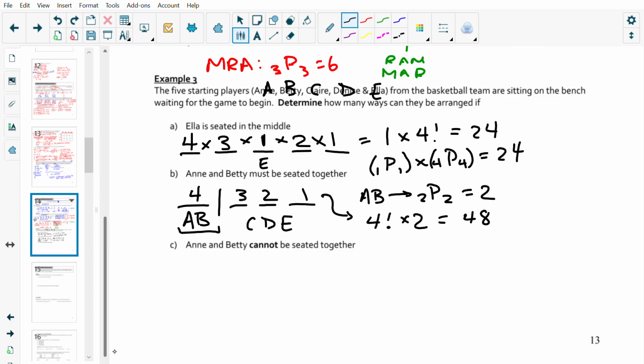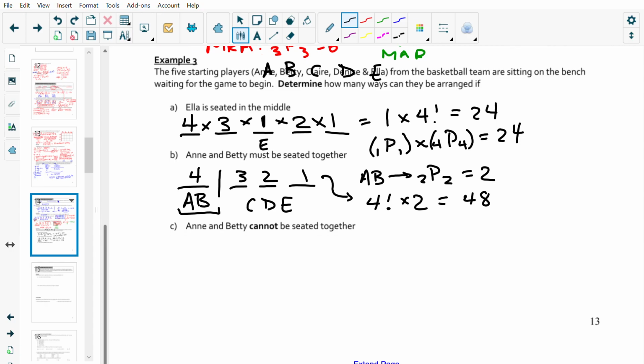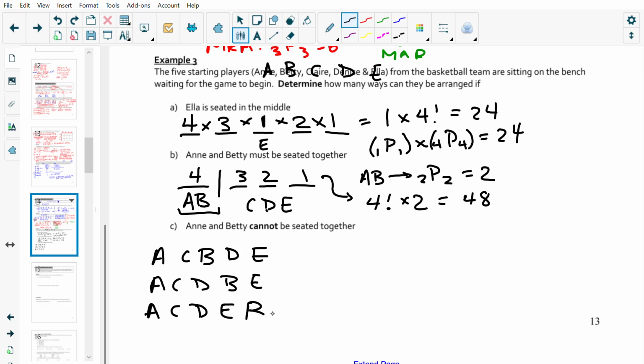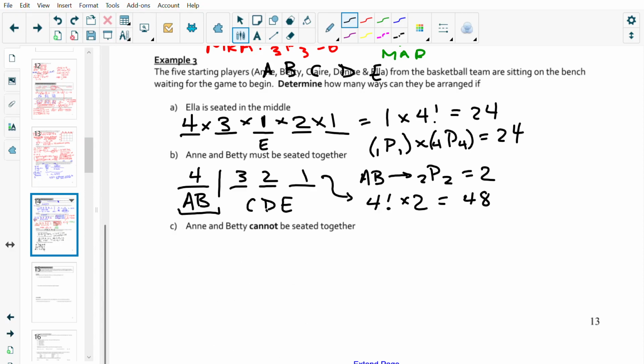Okay, Ann and Betty cannot be seated together. Okay, this one's a bit trickier. But instead of trying to map this out like this, where it's like, okay, Ann and Betty, oh, they don't like each other. They can't sit next to each other. There's one case, right? Here's another one. Here's another one. Man, it's going to take too long, right? So no. Okay, let's think of a smarter mathematical way to do this.